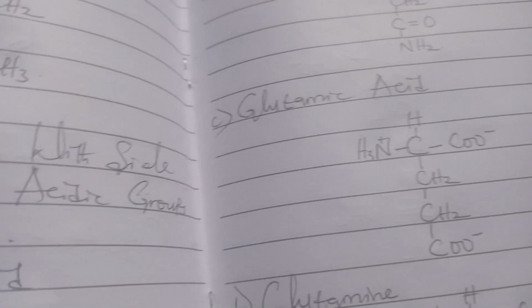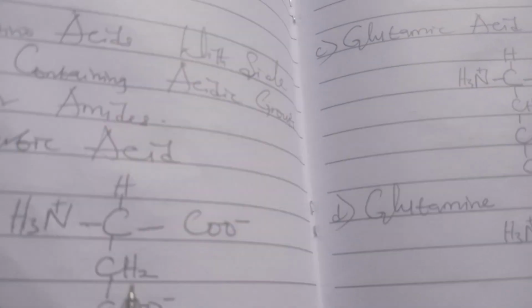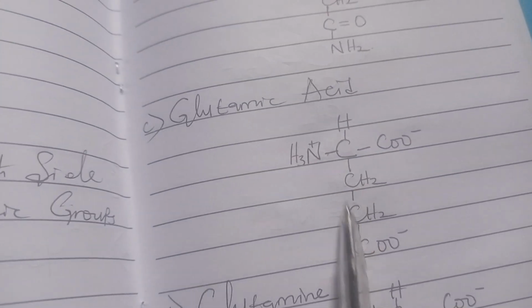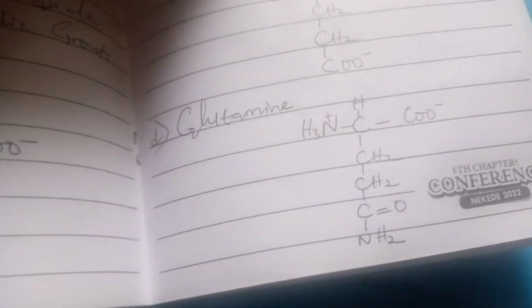Now if you're looking at aspartic acid and glutamic acid, the only change is that here we have only one CH2, and here we have what? Two CH2s. So CH2, CH2. Here only one CH2 and COO. So the same thing applies with glutamine.